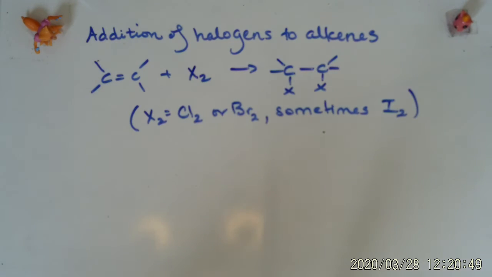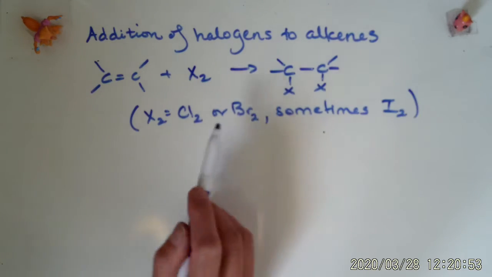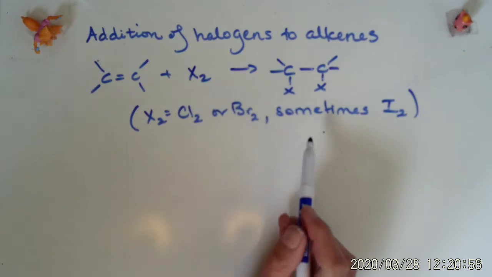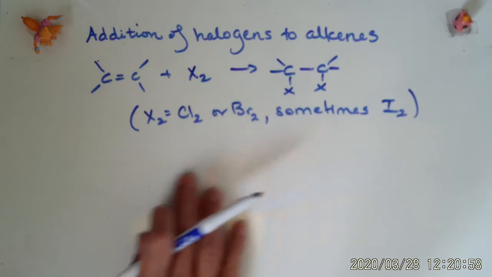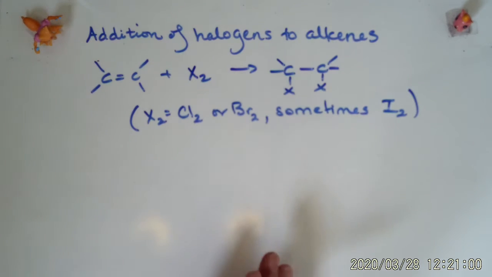Let's talk about something a little different. We're going to add halogens to your alkenes. X2 can be chlorine or bromine. Sometimes we'll do iodine, but primarily we'll focus on chlorine or bromine. Okay, so how does this work?